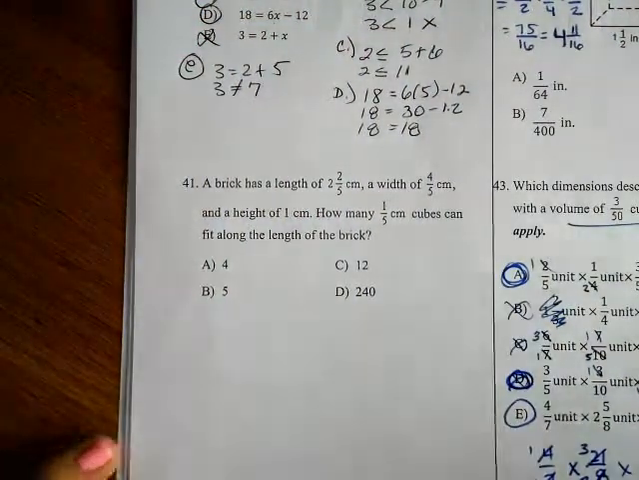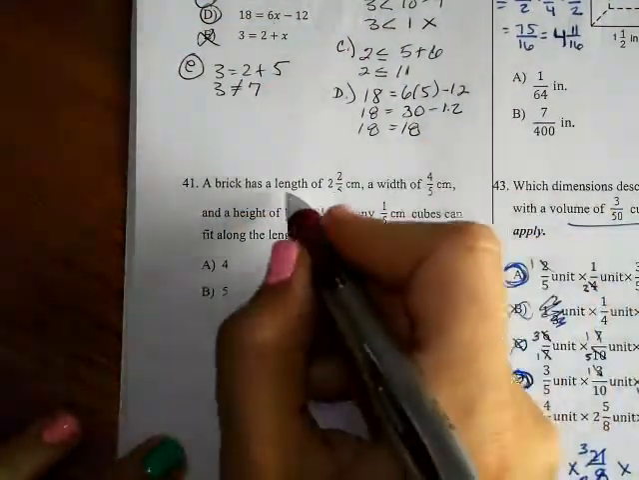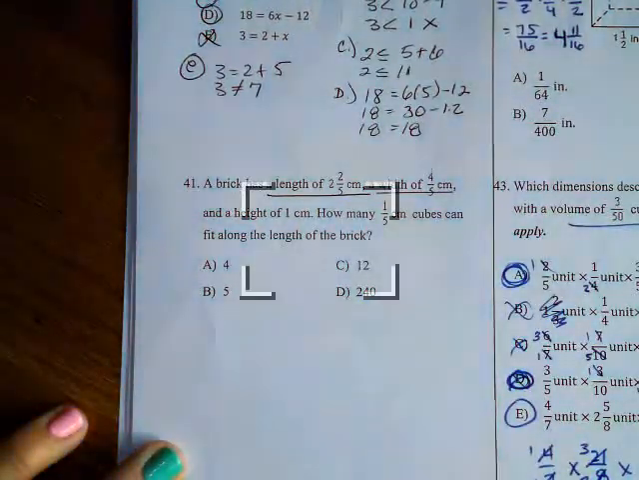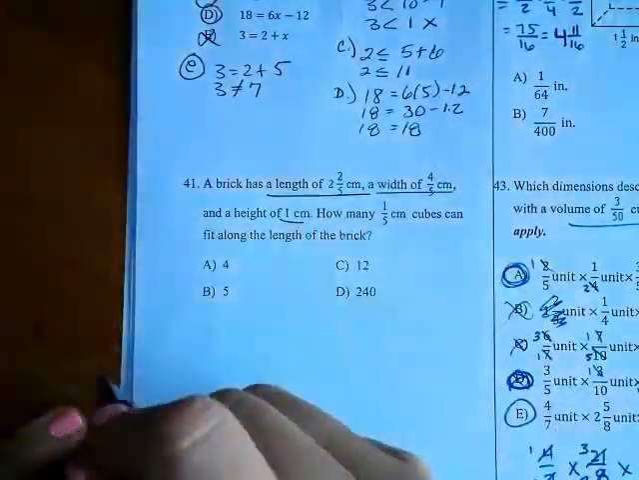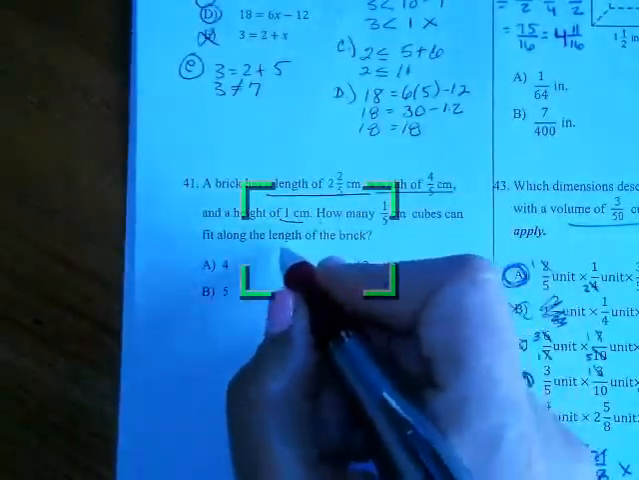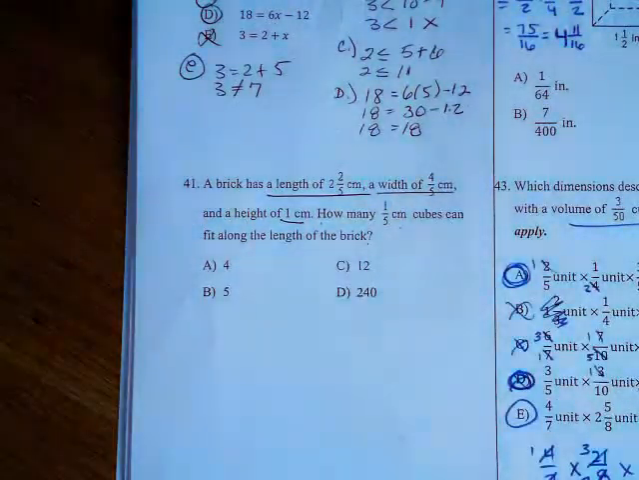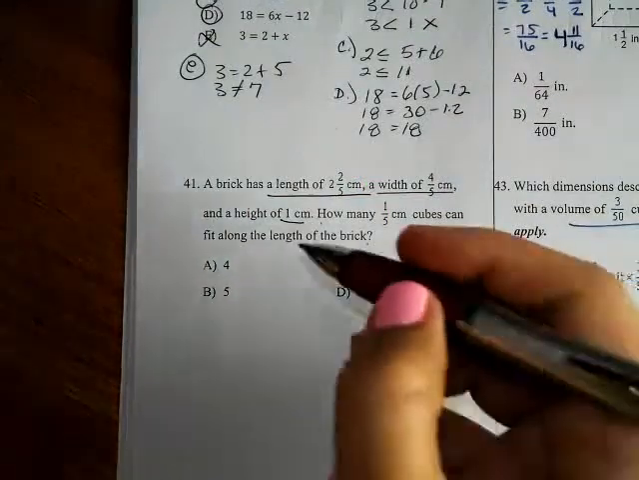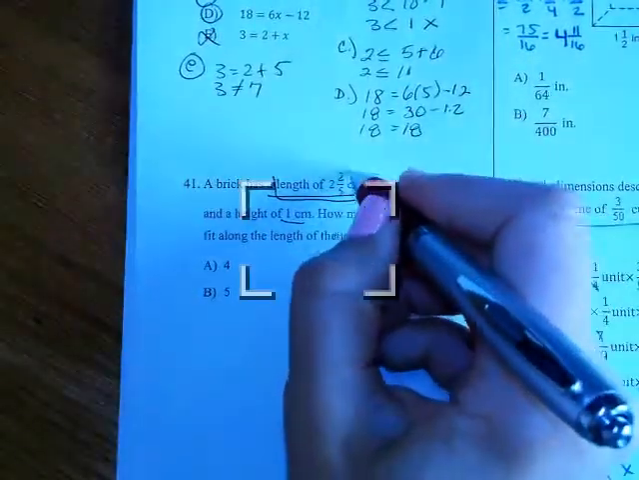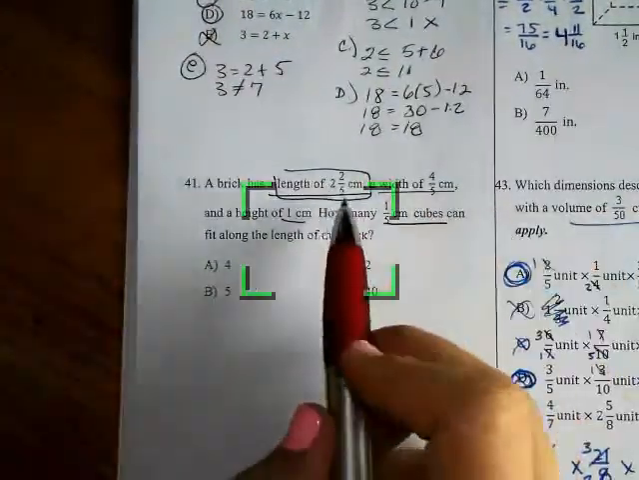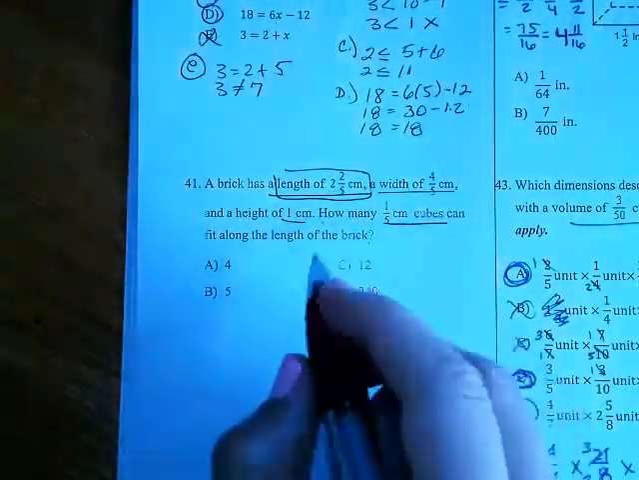Turn that off. A brick has a length of 2 2/5, a width of 4 fifths, and a height of 1 centimeter. How many 1 centimeter cubes can fit along the length of the brick? So we're looking at the length here. The cubes are 1/5 centimeters. So this represents the total, and this represents the part.